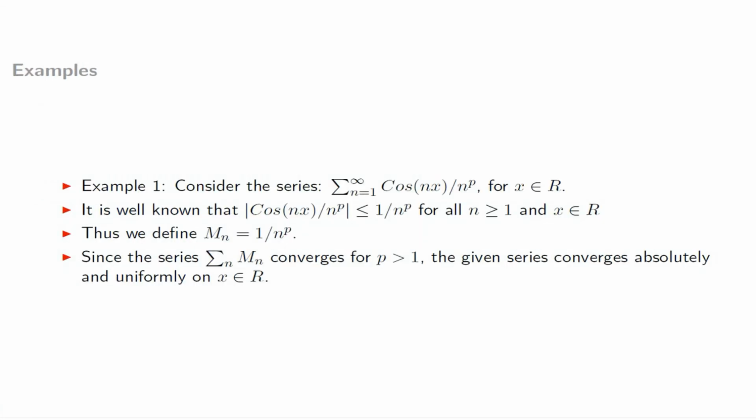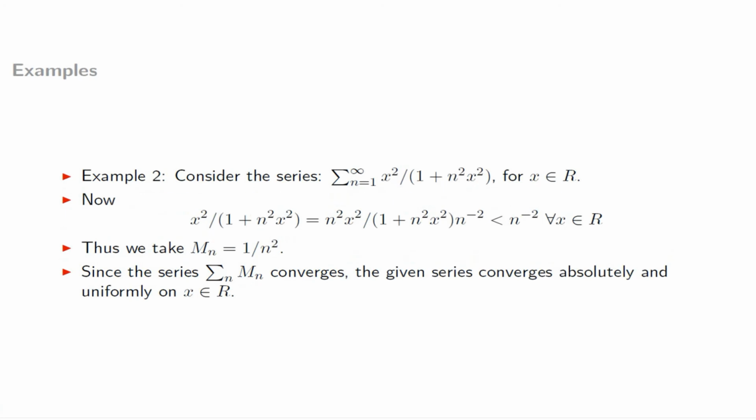So, let us consider some examples. First, consider the series with nth term cos nx by n to the power p. It is well known that cosine functions are uniformly bounded by unity. Therefore, the absolute value of cos nx divided by n to the power p is less than or equal to 1 by n to the power p for every n greater than or equal to 1. Thus, we define M_n as 1 by n to the power p. Since the series summation M_n converges for p greater than 1, which follows from the convergence of the p-series, the given series converges absolutely and uniformly for every x belonging to the real line.